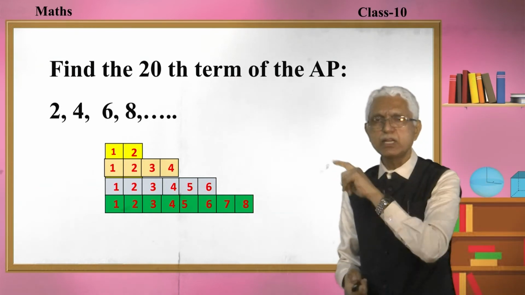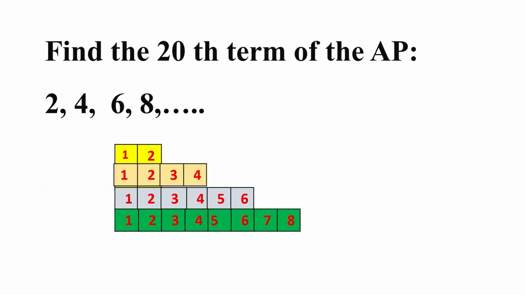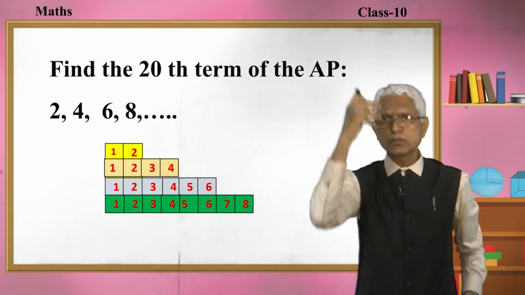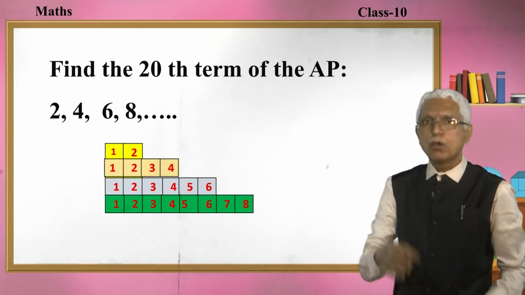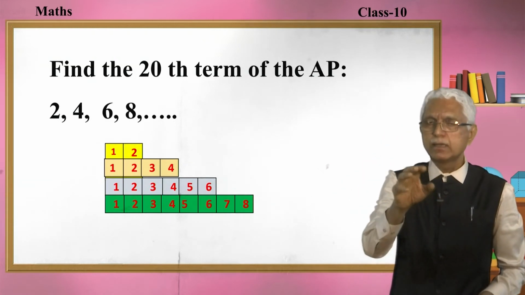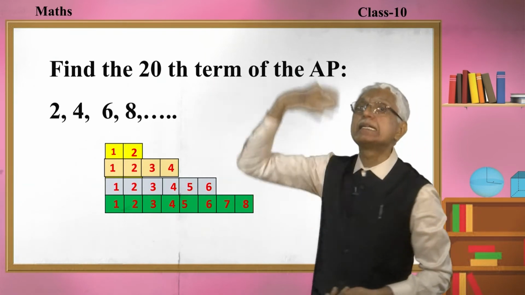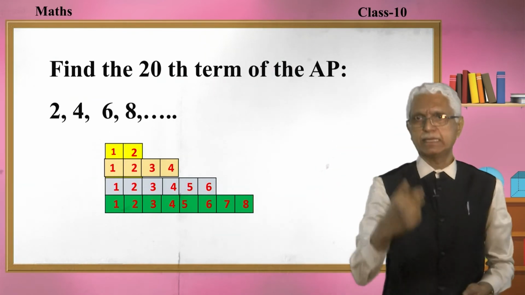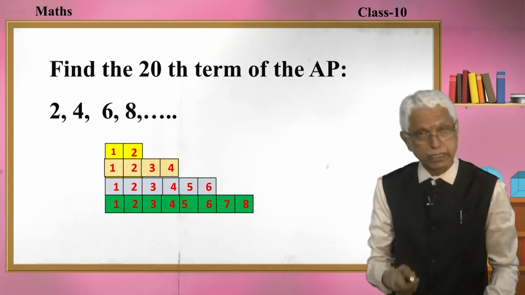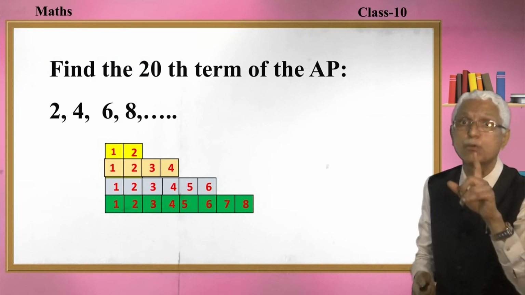Here, I have given you an AP: 2, 4, 6, 8. I want you to find out the 20th term. I have written 4 terms and dashes. Will you go on adding? What is the common difference? 2, correct? 8 plus 2, 10. 10 plus 2, 12. Will you go on adding and tell me at the end of the day, sir, the 20th term is this? I don't think we will do it, and no mathematician would like to do that, right? We will see what to do then, right?